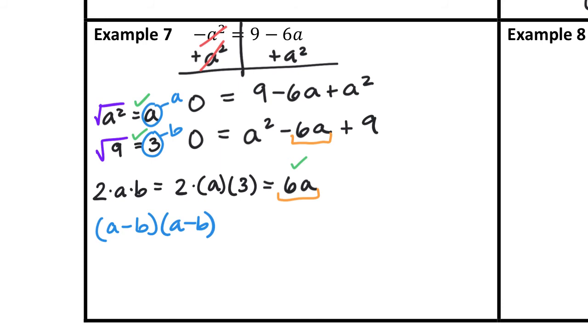So I'm going to rewrite it. I have 0 equals, and I'm going to rewrite it down here. And so it's going to be parentheses a minus 3, a minus 3.